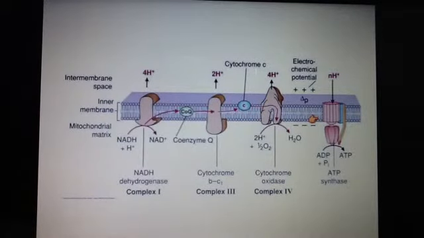And now let's look at complex 4. We can notice here water is produced after we have oxygen as the final electron acceptor. So what happens is that this is the final stage where the electrons are stolen, and that oxygen will accept these electrons and make water, and then we will move on to the final stage.